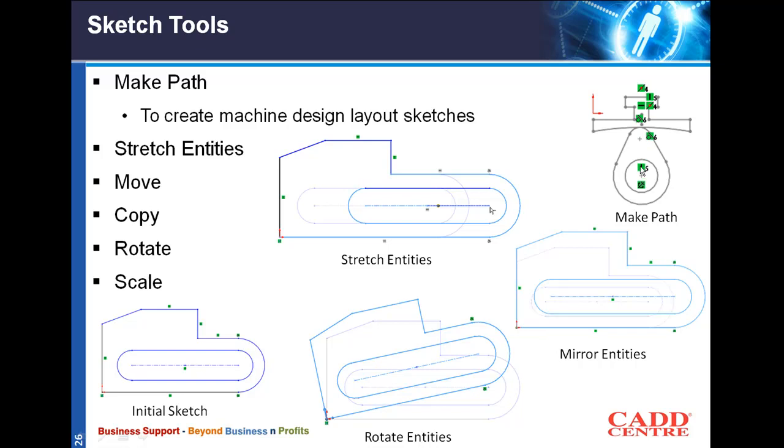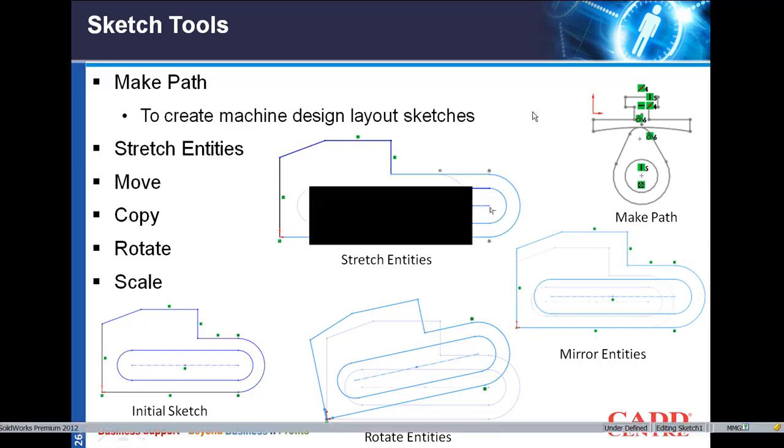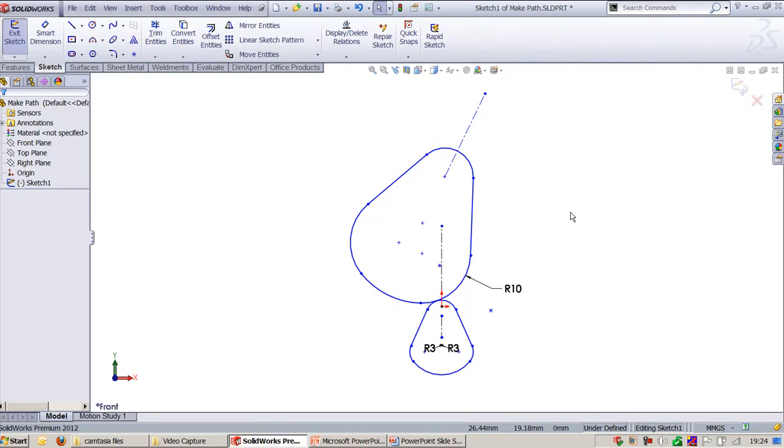Here is a sketch which shows a cam and a follower which is driven by a make path relationship. Let's go into the software. I created some sketches already, and we are going to apply a path constraint and we are going to see the change.